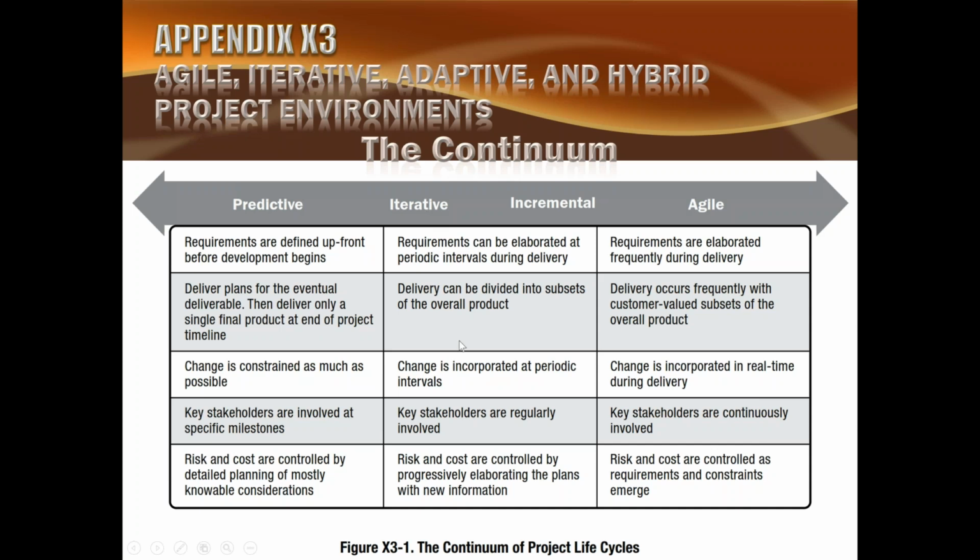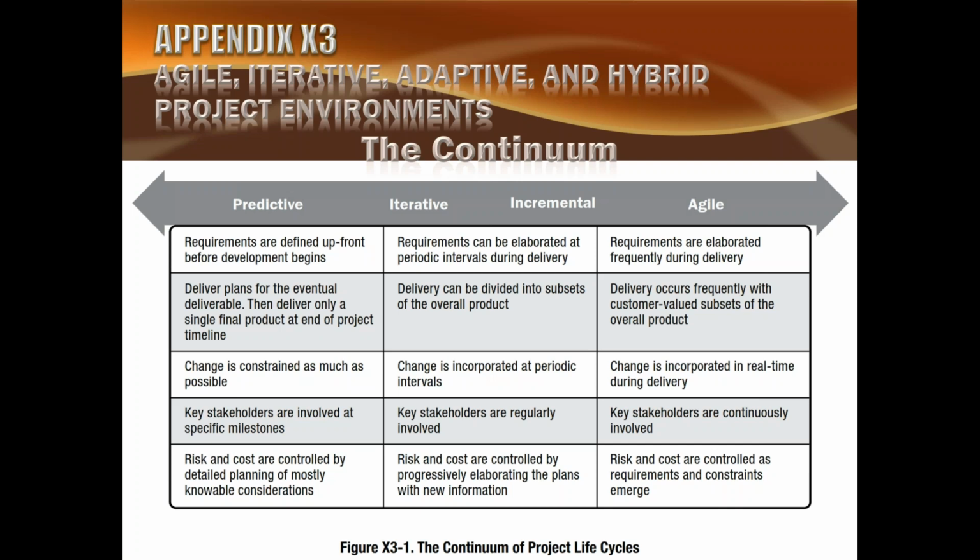So on a continuum, in predictive the requirements are defined upfront before development begins. In the middle, requirements can be elaborated at periodic intervals during delivery. And in pure agile, requirements are elaborated frequently during delivery. You see, things are not really very clear. Things are half clear. Things are very much clear. So this is a continuum.